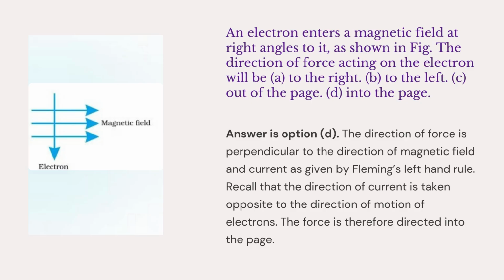The direction of force is perpendicular to the direction of magnetic field and current, as given by Fleming's left-hand rule. Recall that the direction of current is taken opposite to the direction of motion of electrons. The force is therefore directed into the page.